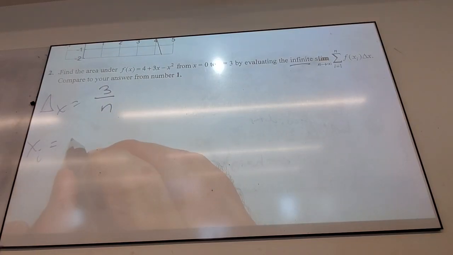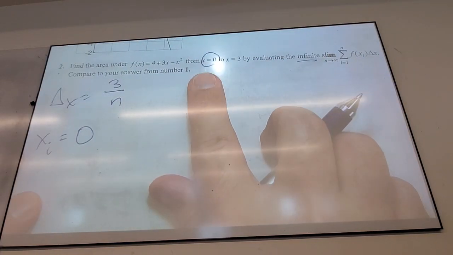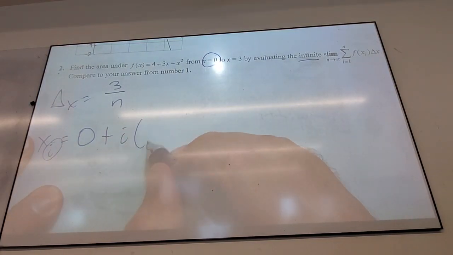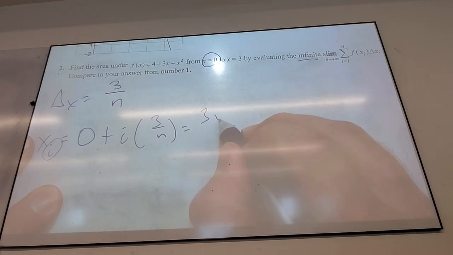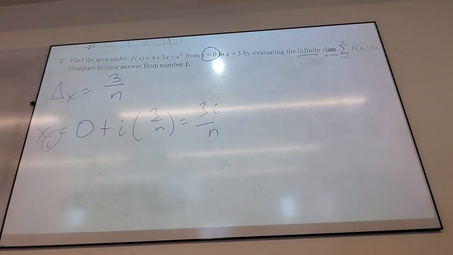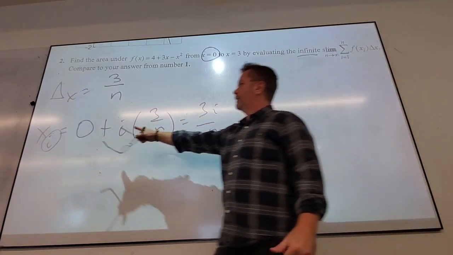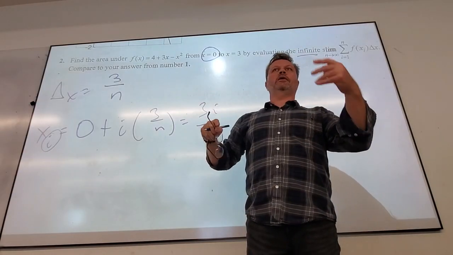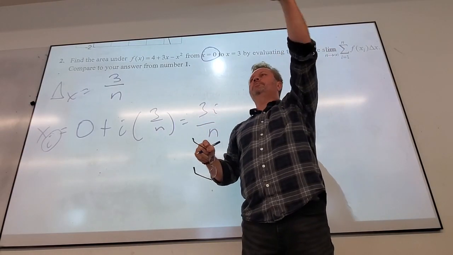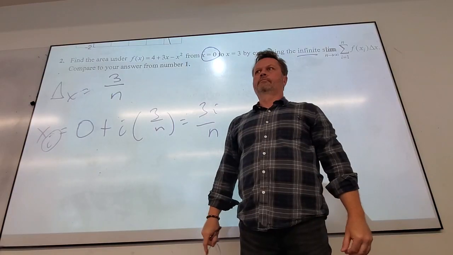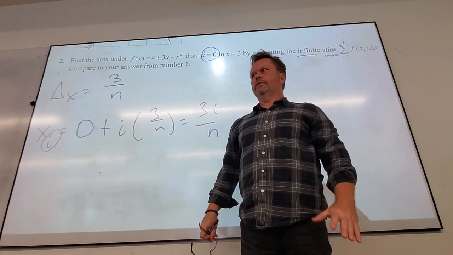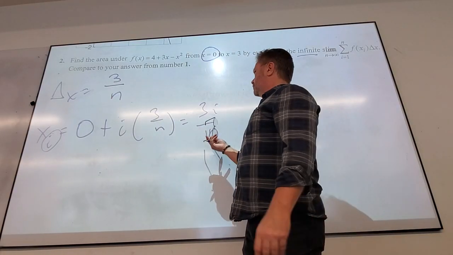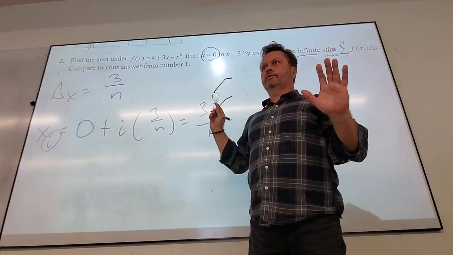And xi always starts at the beginning and goes this many steps. Just reminding you, this doesn't always have to be 0. So your xi is pretty much always going to be a number plus something, i over n. You guys see that? It's pretty much always going to be that. Since that was 0, it just comes down to 3i over n.